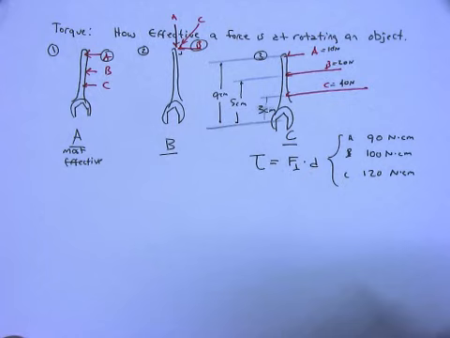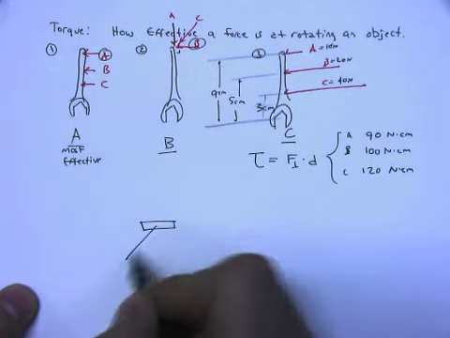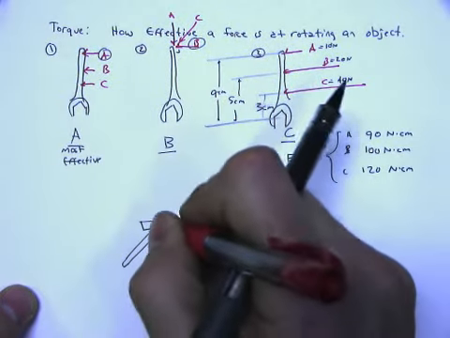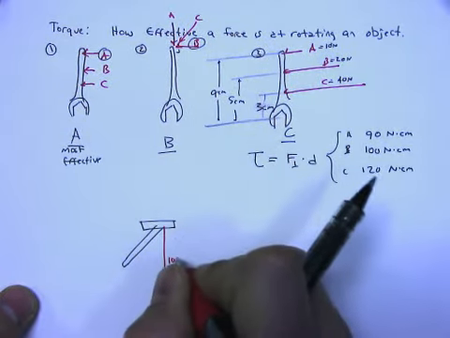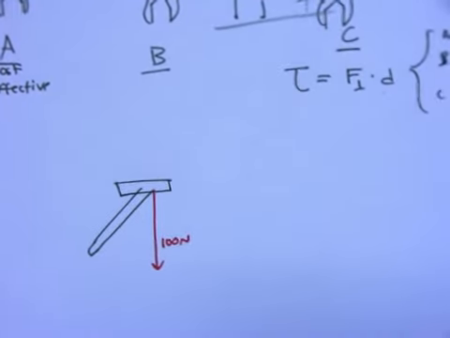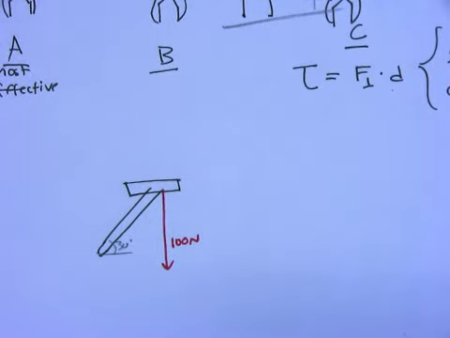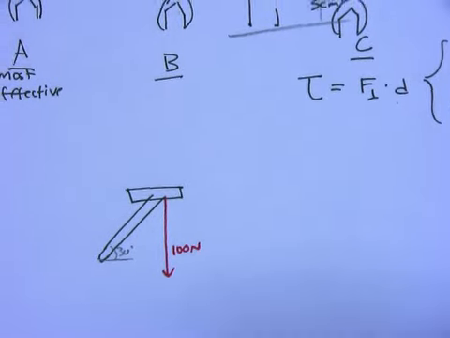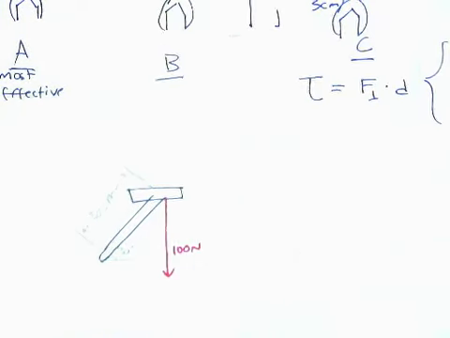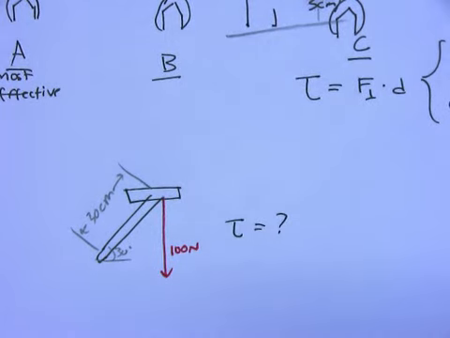Now, what if you're not pushing perpendicular? For instance, what if you have a bicycle pedal and you're pushing down on it with a force of, let's say, 100 newtons. And let's say this bicycle pedal arm is inclined at an angle of 30 degrees, and it is 30 centimeters long. What's the torque created here?